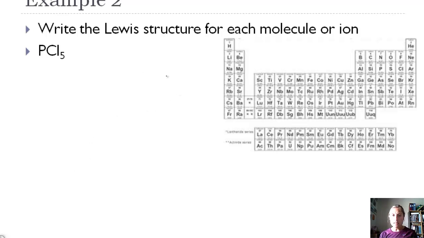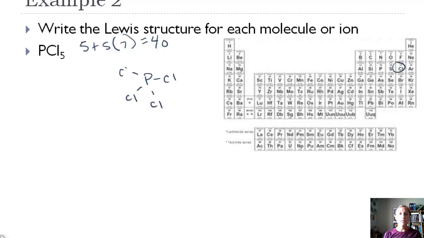Phosphorus is in group 5, so we have 5 plus 5 times 7, since chlorine is in group 7. That gives us 40 electrons. We have our phosphorus and five chlorines. Right away, we've already exceeded the octet rule. But phosphorus is in period 3 or below, so it can accommodate more than 8 electrons. Counting out the 40 electrons, this is an exception, but because phosphorus is in the third period and below, it's okay.